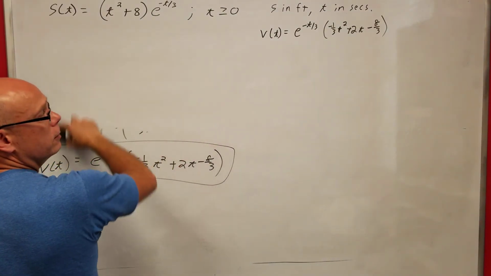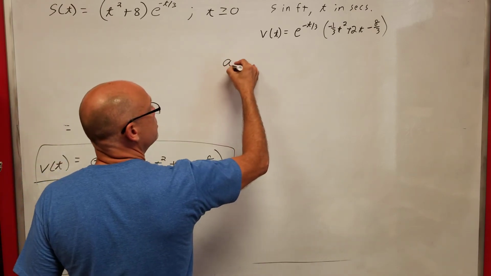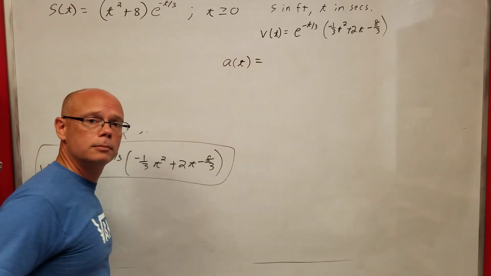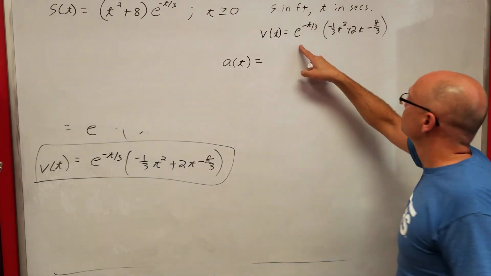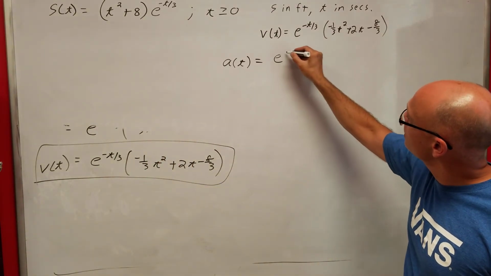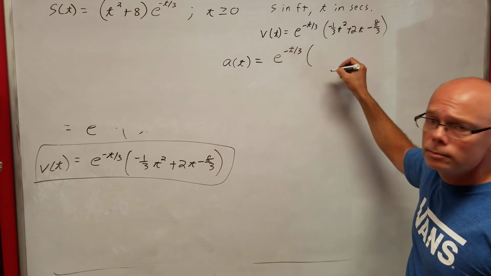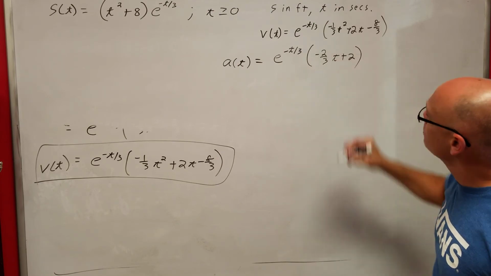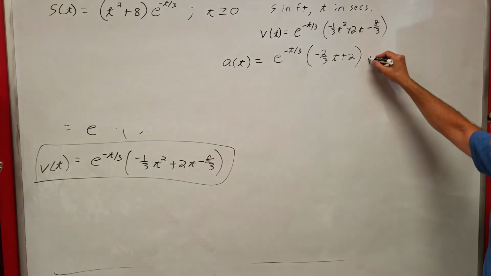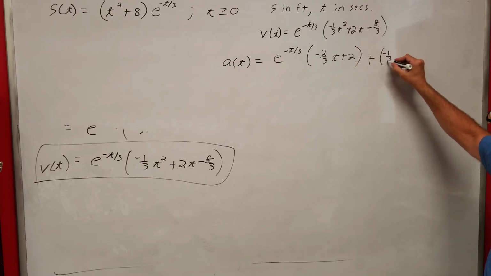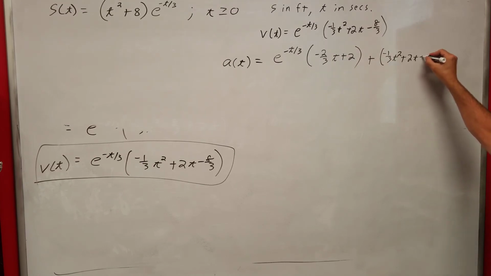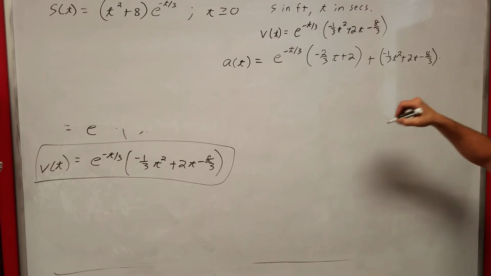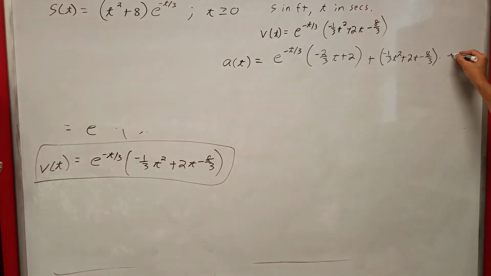So let's take that derivative to find a of t. Product rule again. First times derivative of second. So first is e to the negative t over 3. Derivative of this stuff will be negative 2/3 t plus 2. Plus the second, which is negative 1/3 t squared plus 2t minus 8/3, times the derivative of the first, e to the negative t over 3 times negative 1/3.